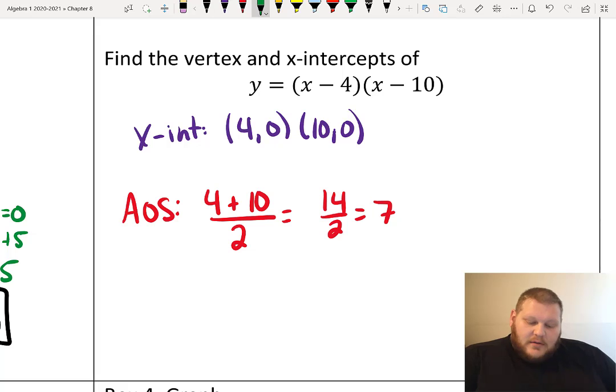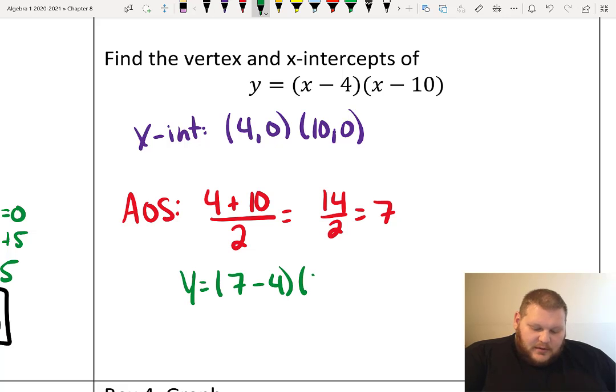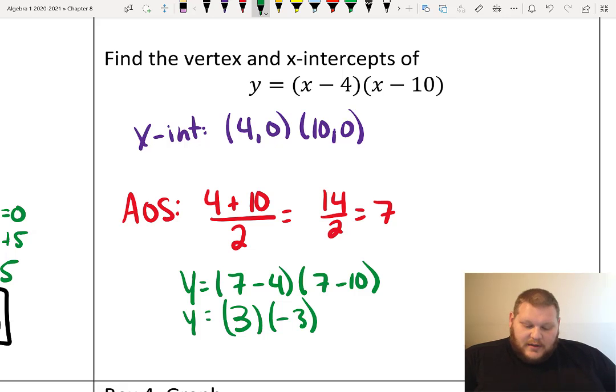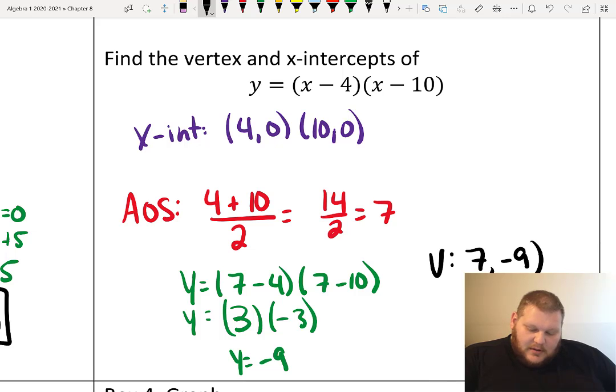So what I have to do then to find the y value of my vertex would be plugging that x value in. So if my equation is y equals x minus 4 times x minus 10, I end up with 3 times negative 3. Right, 7 minus 4 is 3, 7 minus 10 is negative 3. So I have a y value of negative 9. So my vertex is (7, negative 9).